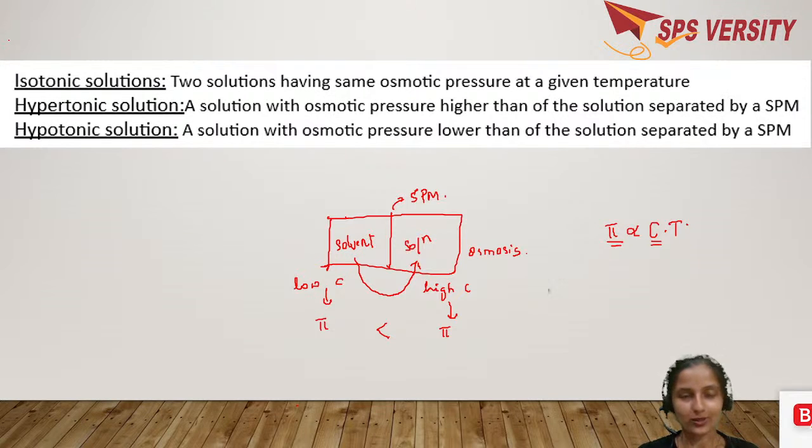Then you have hypotonic and hypertonic solutions. You have two solutions separated by a semi-permeable membrane. The one with the lower concentration is called hypo, because its osmotic pressure is lower, the concentration is lower compared to the other separated by a semi-permeable membrane. And if you have a hypertonic solution, then the osmotic pressure of that particular component is higher than the other which is separated by a semi-permeable membrane. That particular solution is called a hypertonic solution.